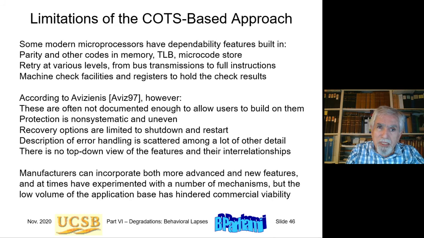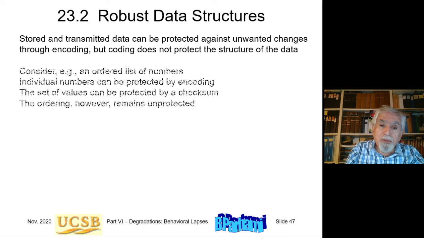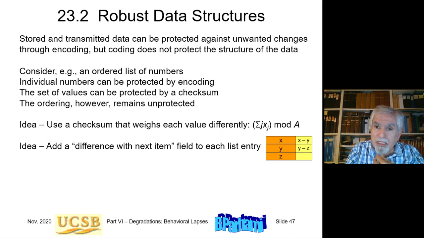Okay, let me skip the rest of the slide. So some of the things that you can build on top of these commercial systems that are not specifically fault tolerant are discussed next. So robust data structures is the idea of, let's say you have a list. So a list is a data structure. Let's say a 3-element list containing X, Y, and Z.